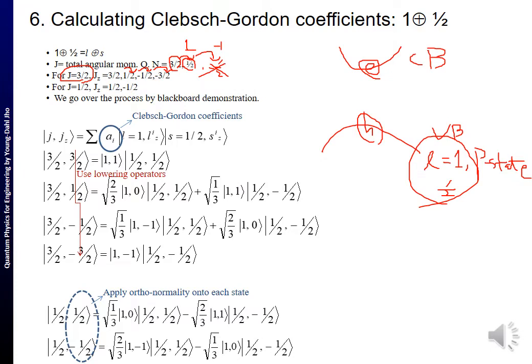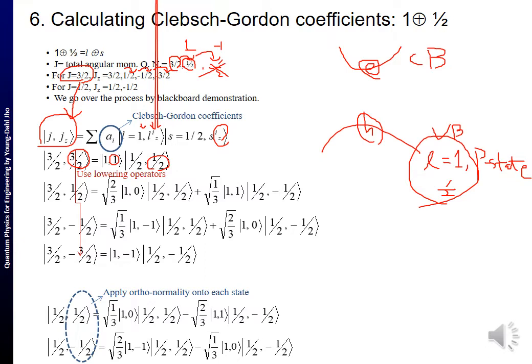When we represent the correlation between the total angular momentum quantum number and its original state without coupling, so L and Lz, S and Sz, in the case of J equal 3/2 with Jz equal 3/2, then Lz should be 1 and Sz should be 1/2. This is the only case.